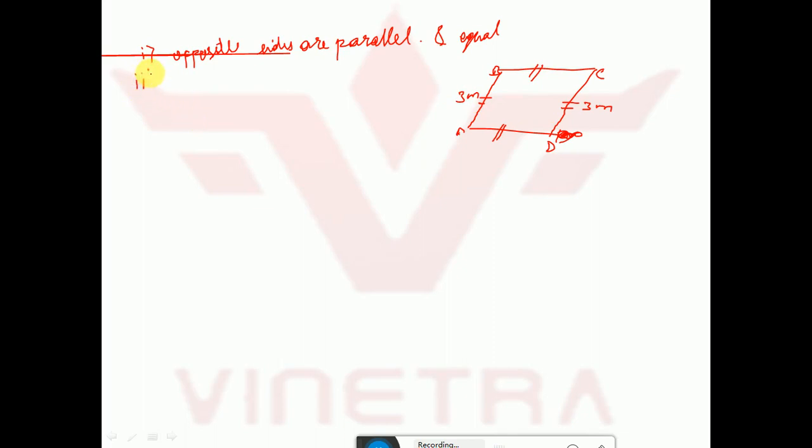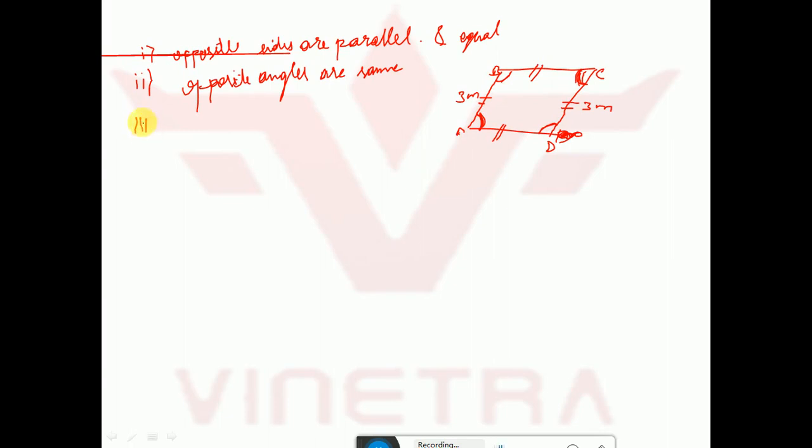Now the second property, we can call it opposite angles are same or equal. So this angle and its opposite angle will be same, and this angle and this angle will be same.